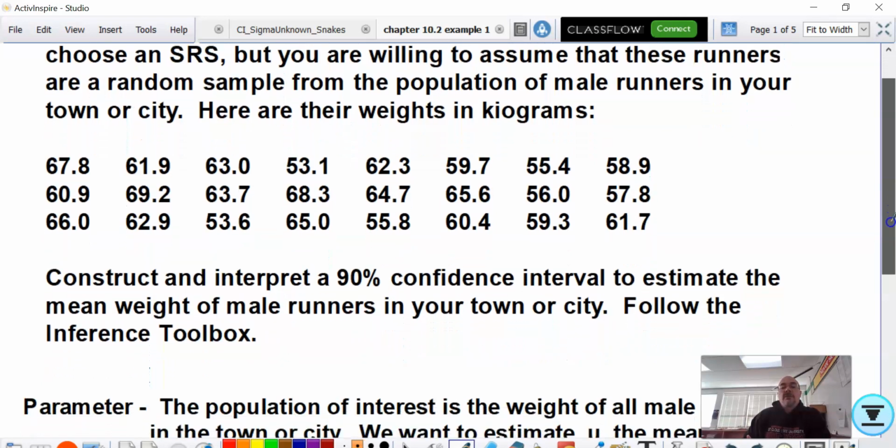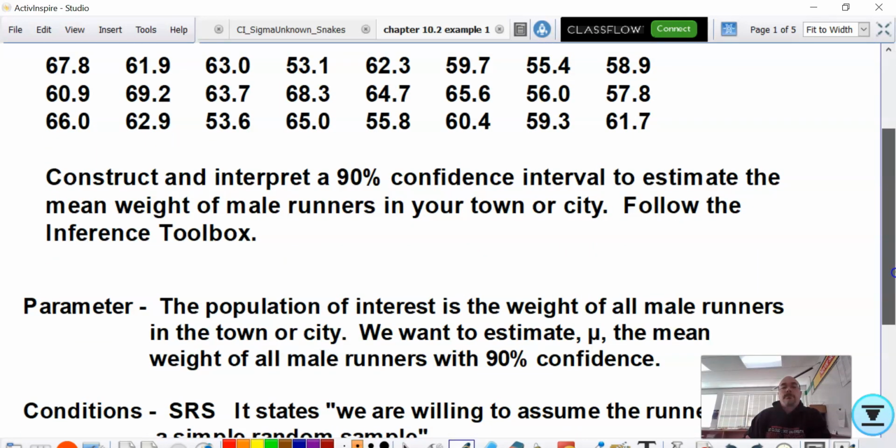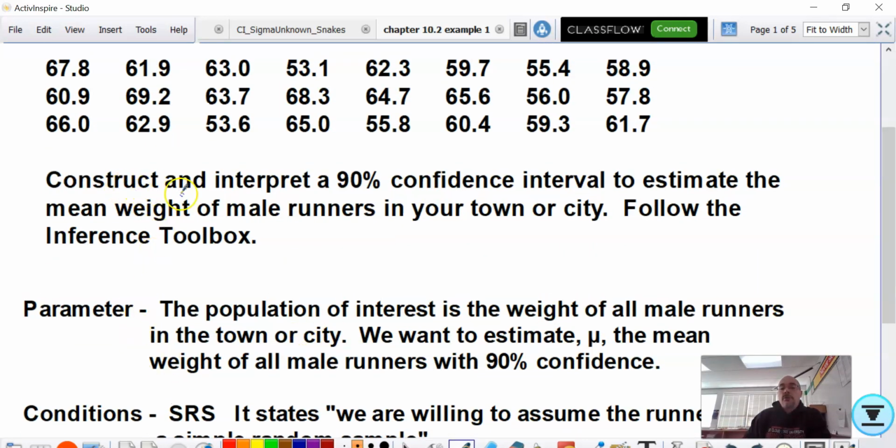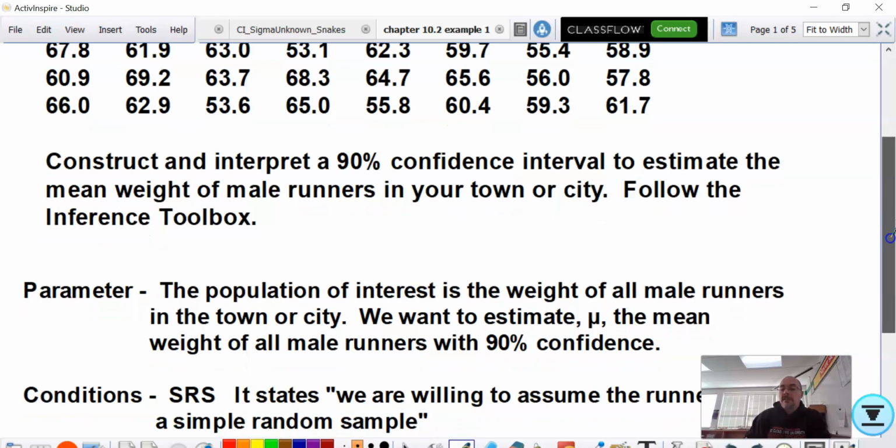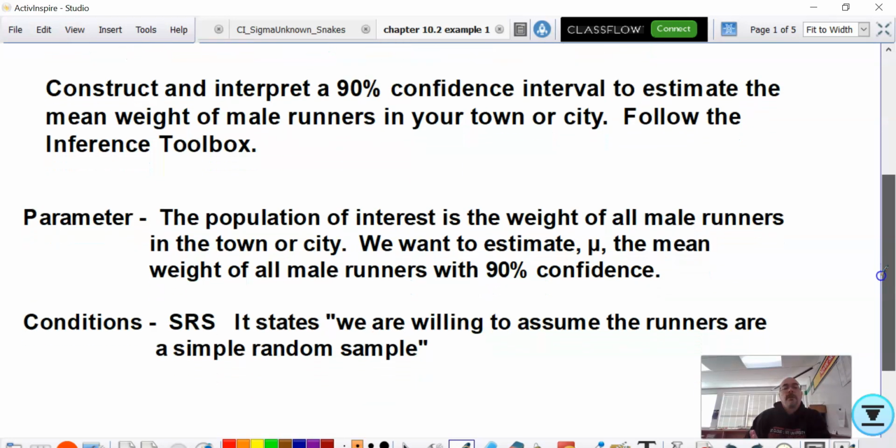So, step one, this is our direction: construct and interpret a 90% confidence interval to estimate the mean weight of male runners in your town or city. Follow the inference toolbox. Some of this I have printed. Here we go. Pause if I'm going way too fast.